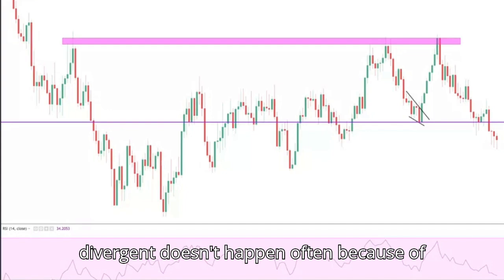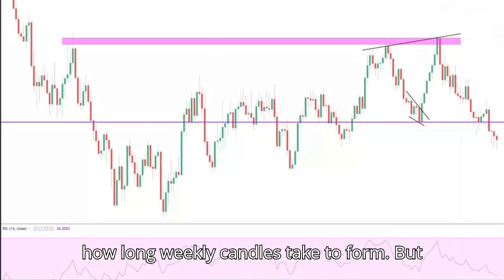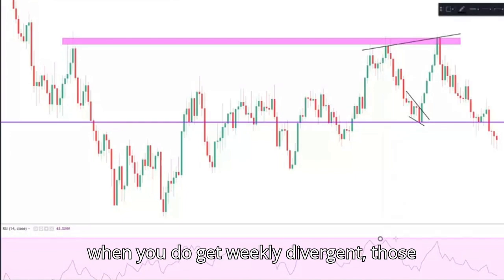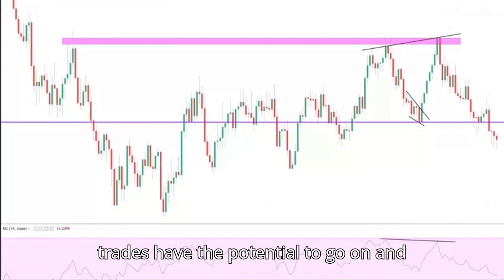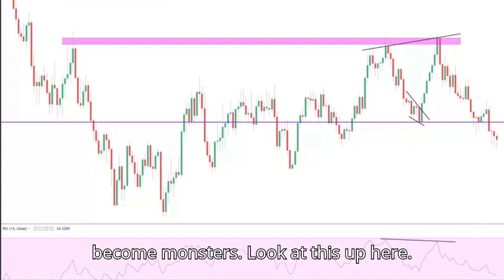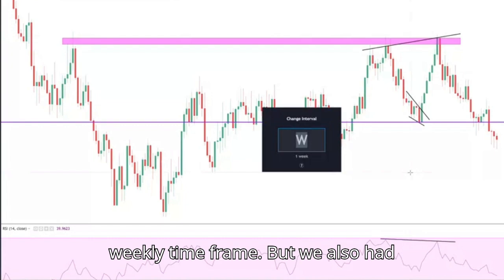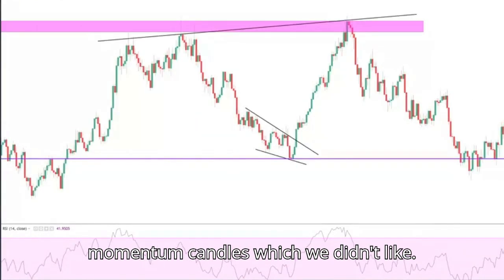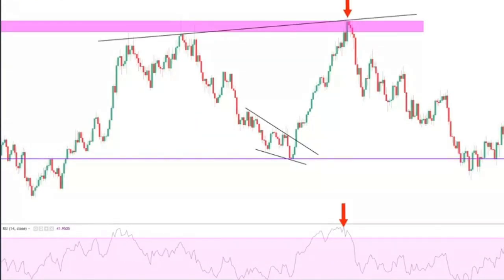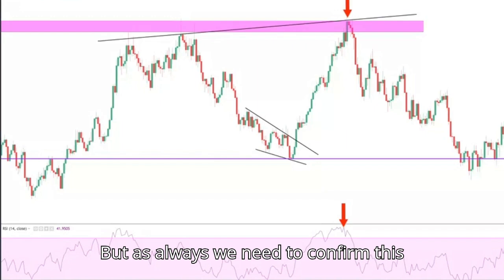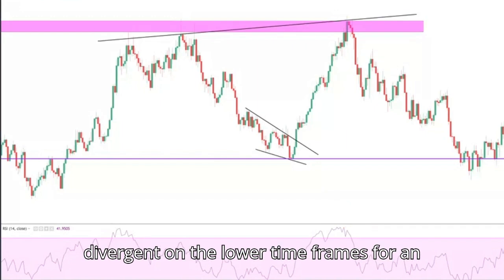Now, weekly divergence doesn't happen often because of how long weekly candles take to form. But when you do get weekly divergence, those trades have the potential to go on and become monsters. Look at this up here. We have a very wide divergence on the weekly time frame, but we also had momentum candles, which we didn't like. But as always, we need to confirm this divergence on the lower time frames for an entry.